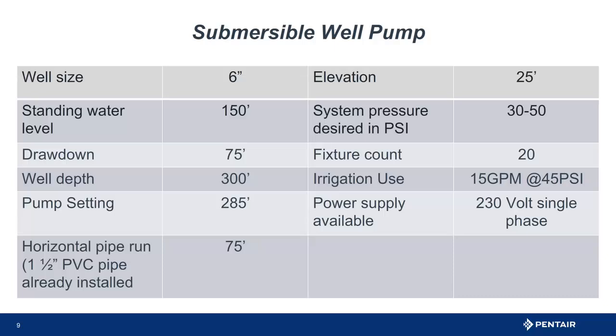We see a 75-foot run of 1.5-inch pipe buried already. In the next column we see there is an elevation of 25 feet. The system pressure is a 30-50 pressure switch, and the fixture count is 20. But wait, there is an irrigation system that requires 45 pounds of pressure and 15 gallons of water per minute. Finally, we see the power available is 230 volts single phase.